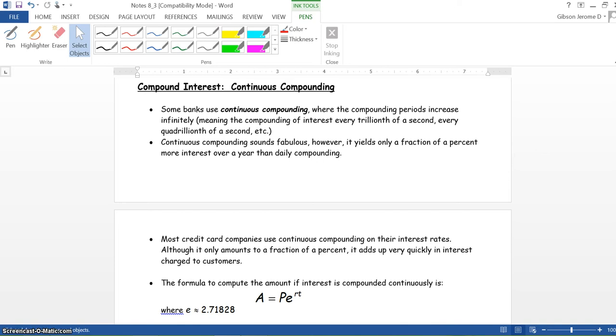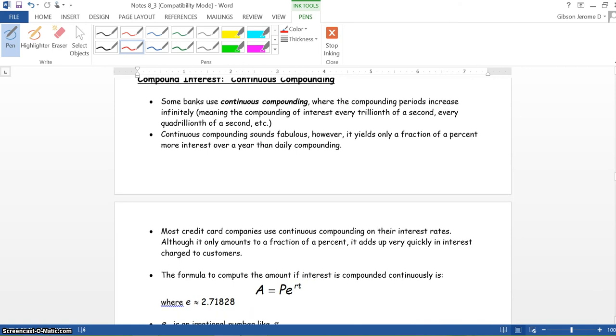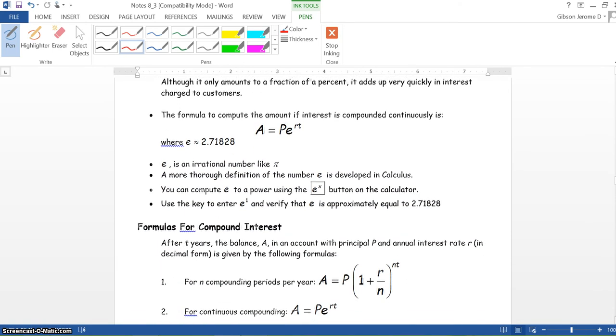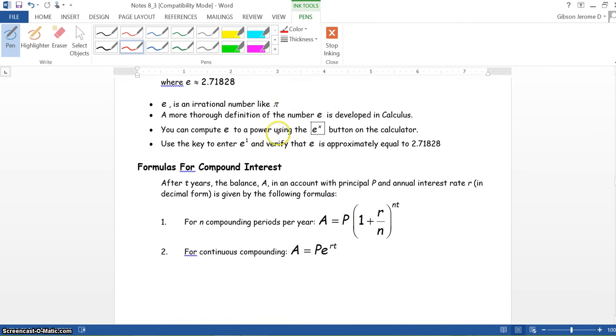The formula to compute the amount if interest is compounded continuously is A is equal to P times e to the rt. Now, e is considered to be a number, where e is approximately 2.71828, and you should be able to find e on your calculator. If not, you can come to class and I will show you where it is on your calculator.